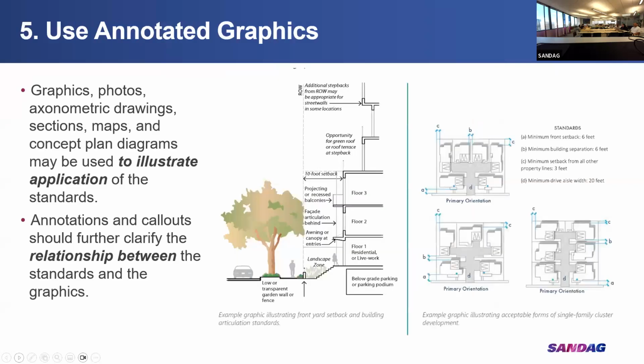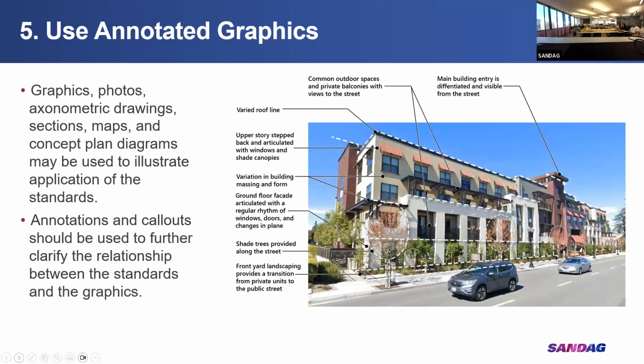All right, next slide. And then number 5, we talked about annotated graphics. These can be really helpful in terms of expressing intent, just clarifying what's said in the criteria, showing the application of standards. And I think the importance here is getting that narrative and the annotation just right. So it is clear and the annotation is also objective. Next slide.